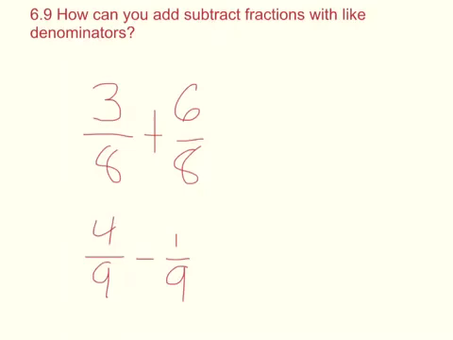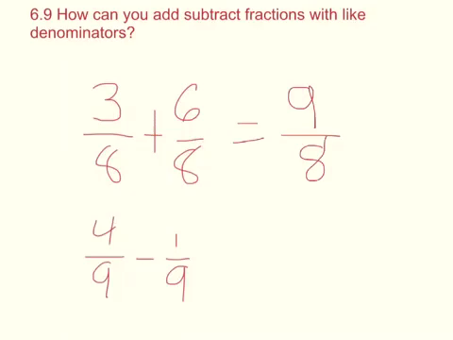So let's start with addition. Here we have 3/8 plus 6/8. As we discussed earlier in the chapter, you just add the numerators, which would be the 3 and the 6, and you get 9, and then your denominator of 8 stays the same.